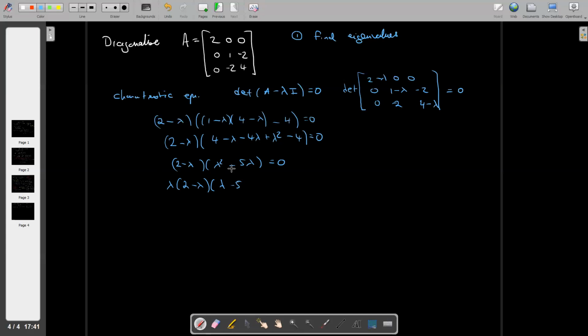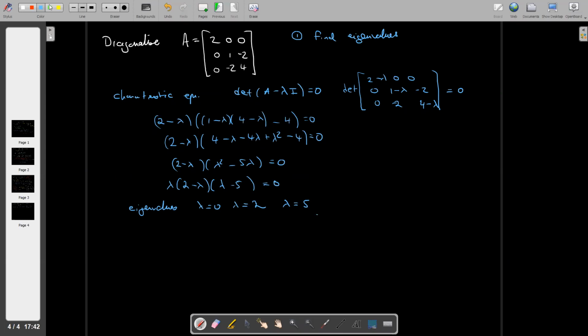Have I done that right? Okay, equals 0. So now this is going to give me eigenvalues of lambda equals 2, lambda equals 0, lambda equals 5. So now we've got 3 eigenvalues.